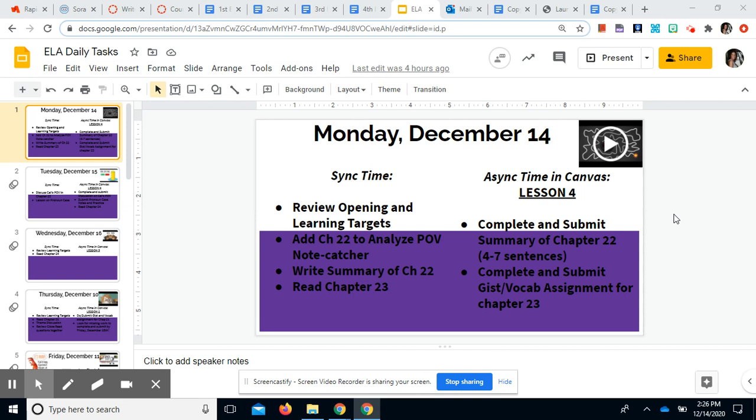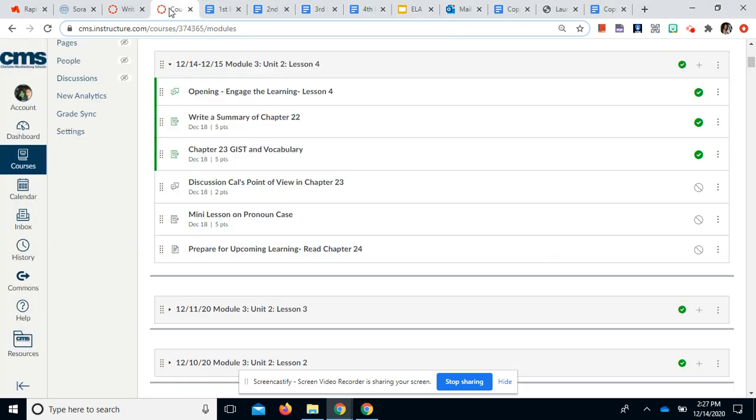We then added chapter 22 to the analyzed point of view note catcher. We wrote the summary for chapter 22 and then read chapter 23. The assignments are to complete and submit that summary in the text box, 4 to 7 sentences, please, and then to do the GIST vocab assignment for 23. So let's take a look at our opening.